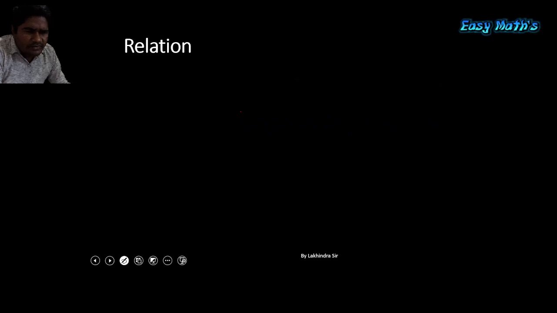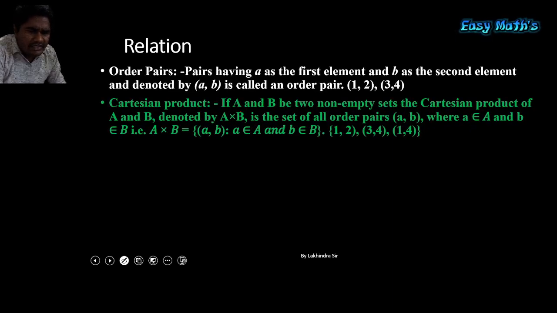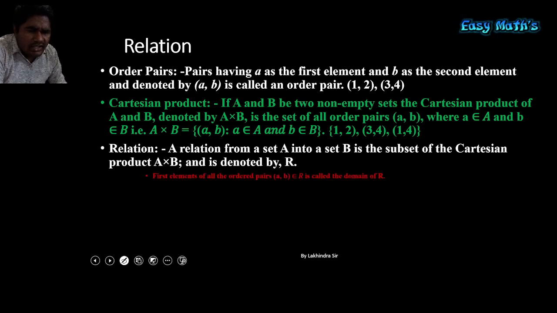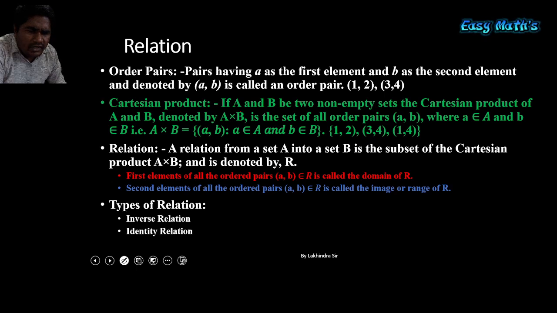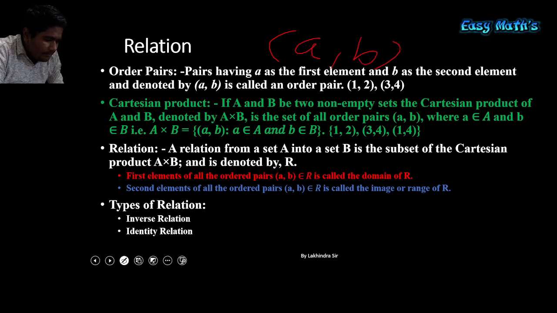We have, first of all, relation. For relation, there are some basic terms: we have ordered pair, next we have Cartesian product, and finally we have relation. First, let's go through the ordered pair. An ordered pair has two numbers; we can say the first element is A and the second element is B, and when they are written as (A, B), then this is said to be what? An ordered pair.